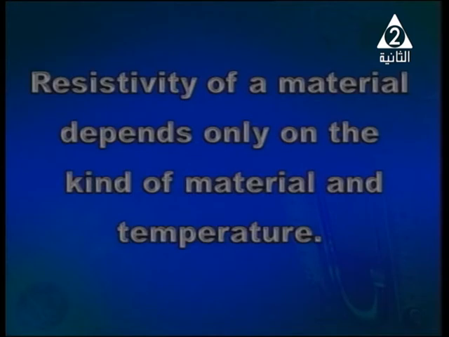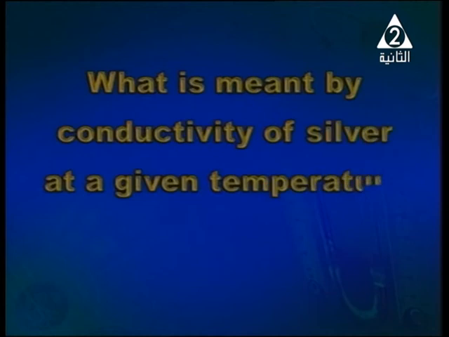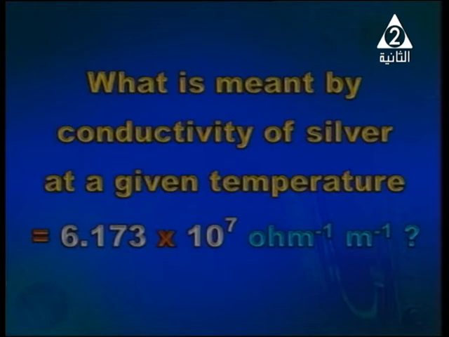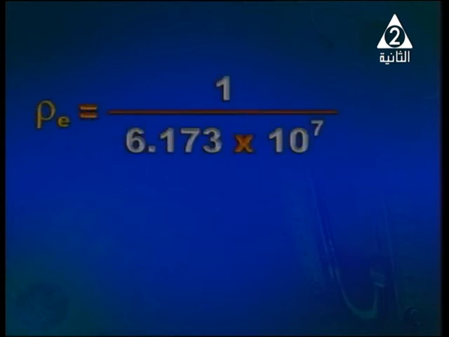Resistivity of a material, as I said, depends on the kind of material and temperature. And now we've got another question: what's meant by conductivity of silver at a given temperature, equal to 6.173 times 10 to the power of 7 ohm negative 1 meter negative 1? It's all easy. All you have to do is convert it into resistivity. Resistivity equals 1 over conductivity. So rho equals 1 over 6.173 times 10 power 7.